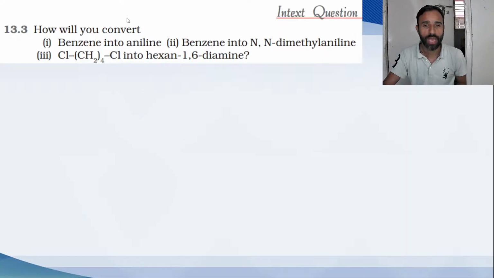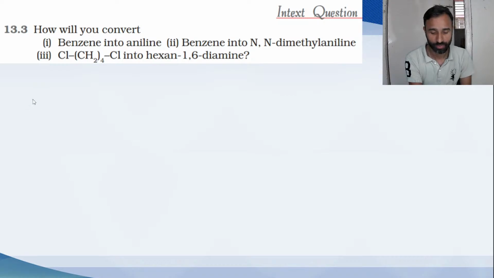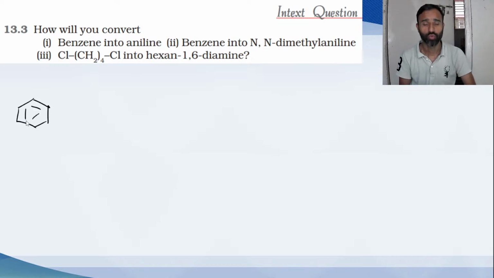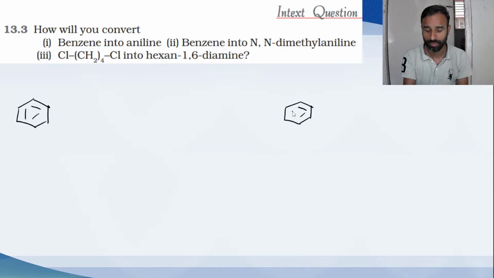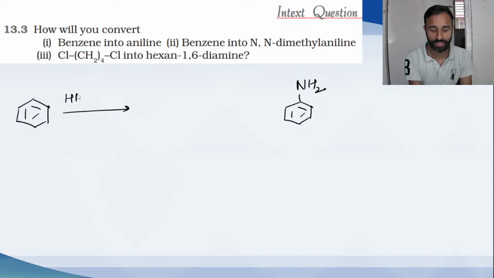How will you convert benzene into aniline? Yes, this is benzene. To convert into aniline we attach NH2. So to attach NH2, what do we do? First we nitrate it.